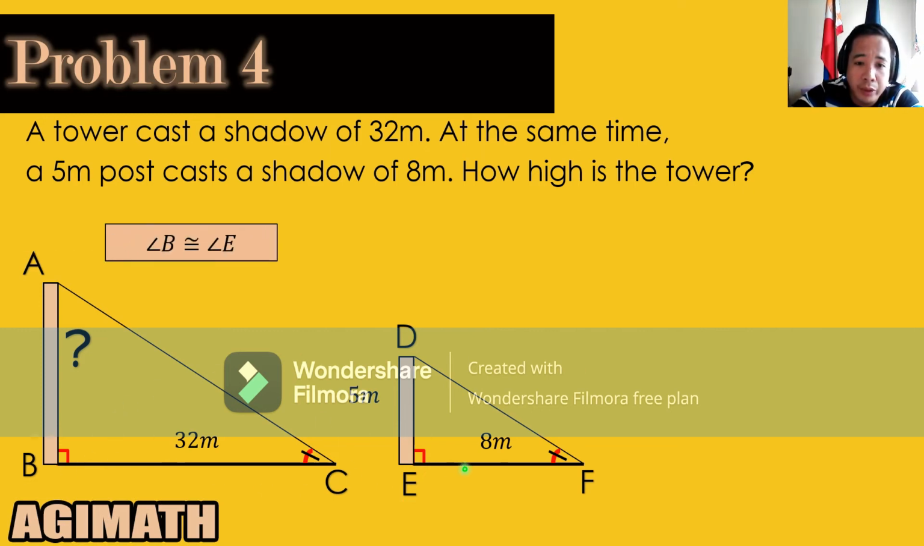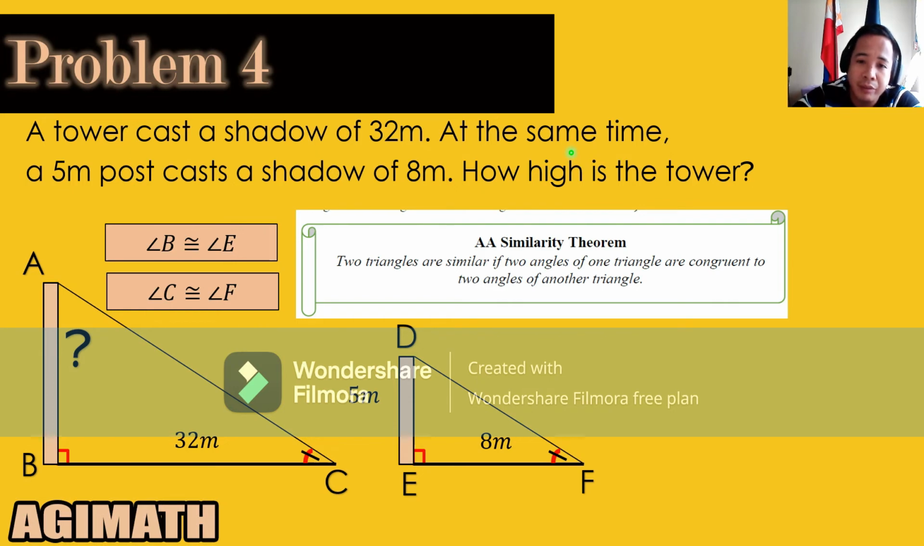Angle B is congruent to angle E because they are both right angles, and angle C is congruent to angle F. As I explained earlier, they have the same angle of elevation because the taking of the shadow happened at the same time. Now, one of the similarity theorems being discussed in your module is the AA theorem. Two triangles are similar if two angles of one triangle, angle B and angle C, are congruent to two angles of another triangle. Angle B is congruent to angle E, angle C is congruent to angle F.